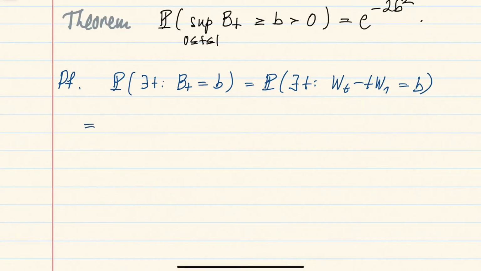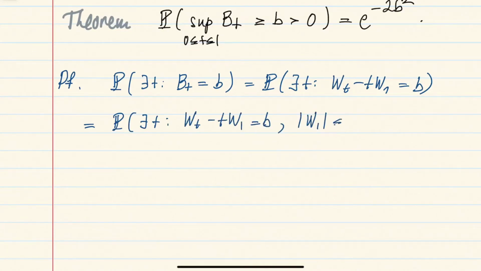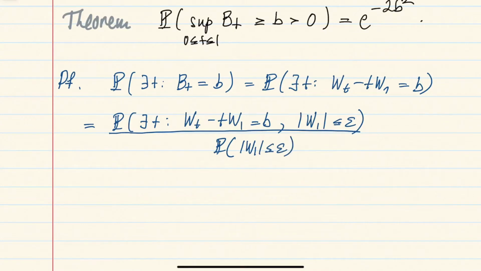And now we will use this observation from the previous lemma that this process is independent of w1. So if I include the event in terms of w1, so for example, if I add the event that w1 is less than or equal to epsilon, then actually you can write this as a product of two probabilities. So if you divide by the probability that w1 is less than or equal to epsilon, these factors will cancel out.